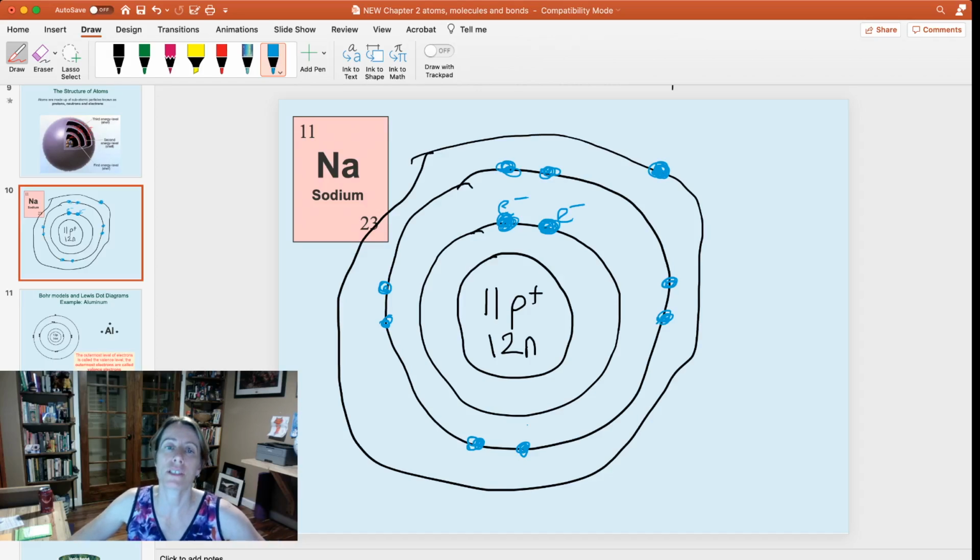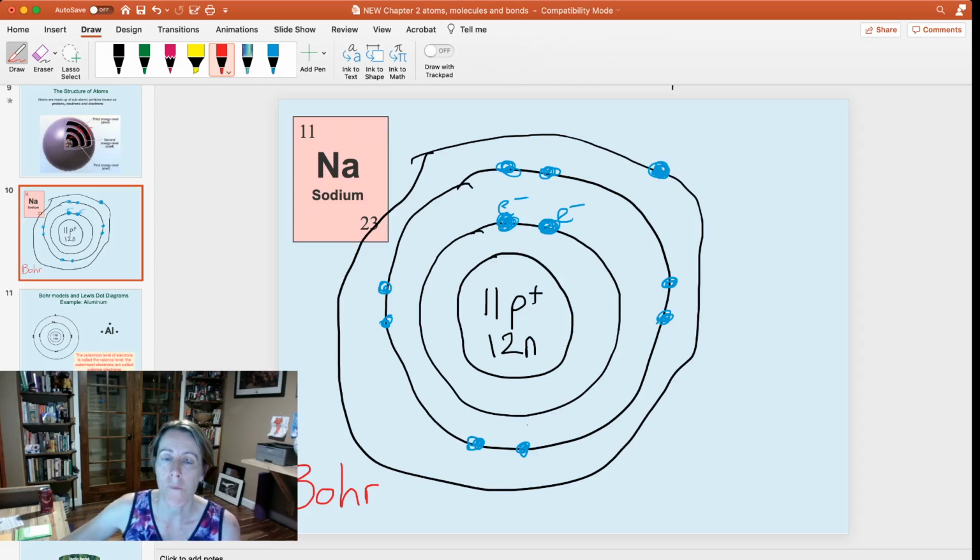So this, what I just drew here, is what we would call a Bohr model. It's named after the famous Danish physicist who was the first guy to kind of figure this out, Niels Bohr. And this is how I would draw a Bohr model or a Bohr diagram of an atom of sodium using information from the periodic table.